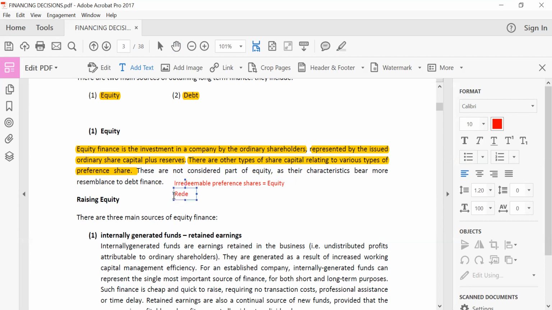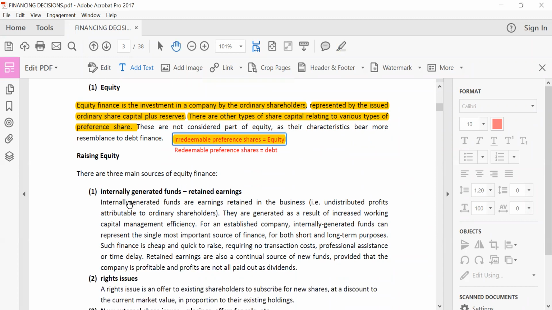But redeemable preference shares are a form of what? Debts, they are a form of debts. So please take note of the difference, right? So when you talk about a preference share as equity, we are not talking about redeemable preference shares. Instead, we are talking about the preference share which is irredeemable. That is a form of equity.